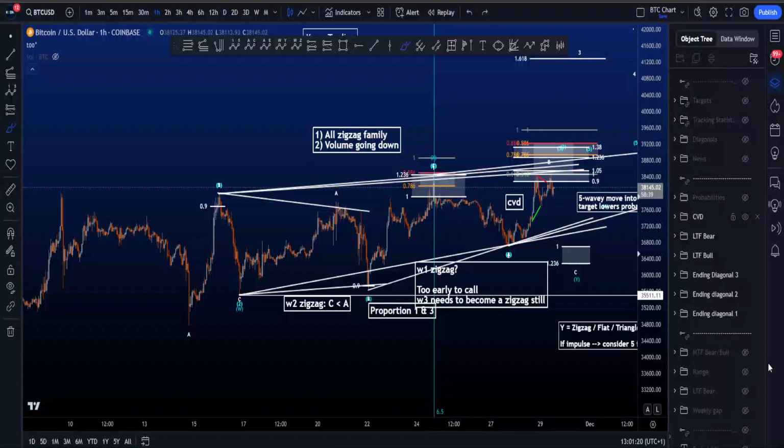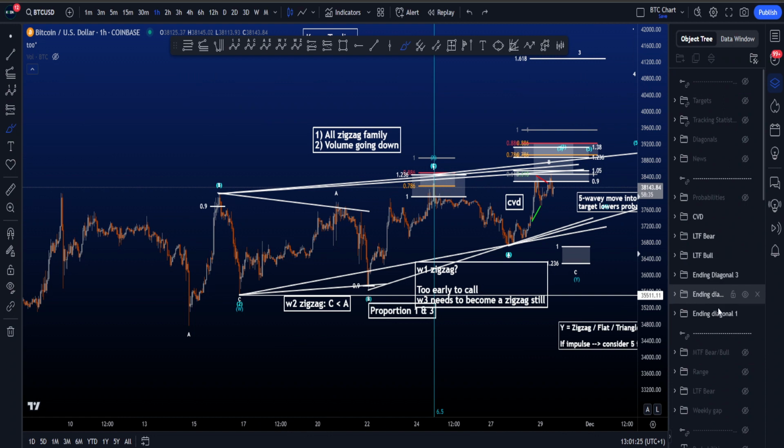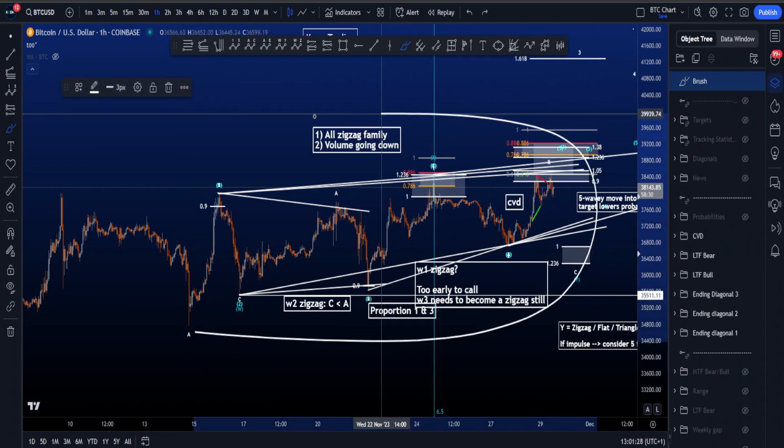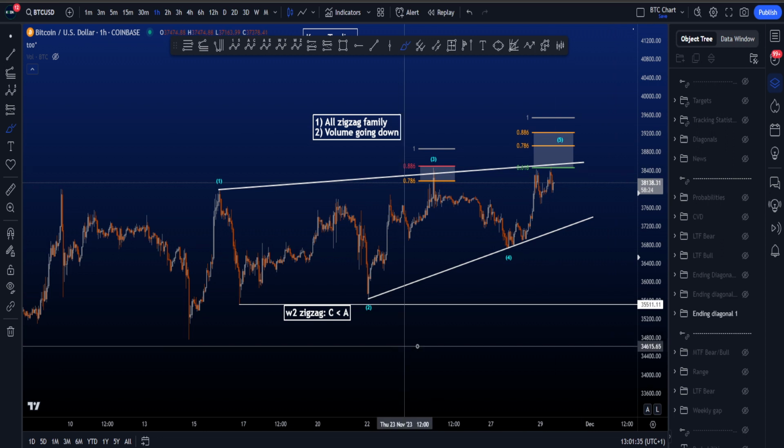Hi everyone, let's go over my bullish and bearish Elliott Wave scenarios on Bitcoin, starting with a couple of ending diagonals, because I got multiple messages including screenshots to review some ending diagonals. In this video I'd like to go over 3 of them and then talk about some other scenarios and things I like to see.